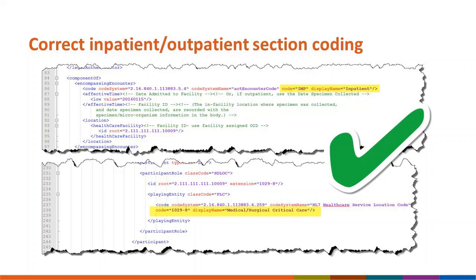This slide shows an example of the inpatient-outpatient section code using IMP while also using the HL7 code 1029-8 for an inpatient location. This is the correct way to code this section of the CDA file, and this file will be accepted into NHSN. That's it for our AUR module defects and change requests.